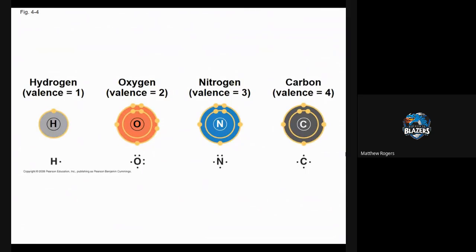How many bonds an element can have in organic chemistry, as discussed in the last one too, depends on how many valence electrons it has on the outer ring. You can see here, hydrogen has 1, it needs 1 more electron, so it is going to make 1 bond. Oxygen needs 2 more electrons, so it's going to make 2 bonds. Nitrogen needs 3 more electrons, so it's going to make 3 bonds. And carbon needs 4.